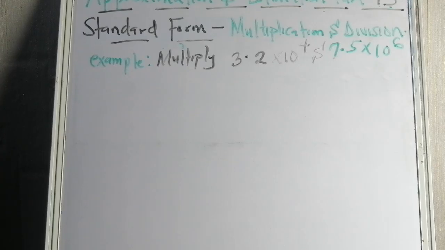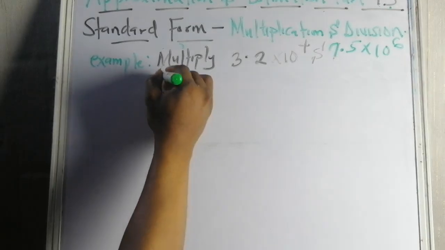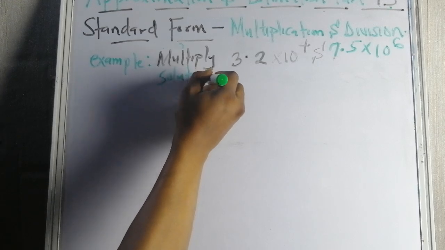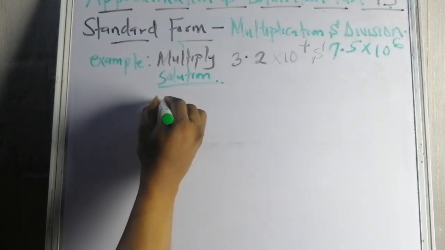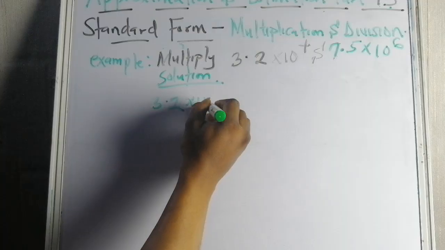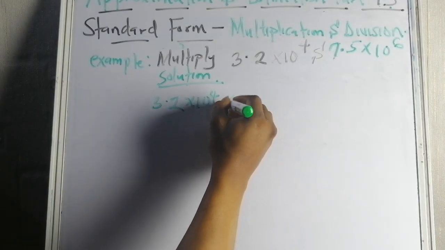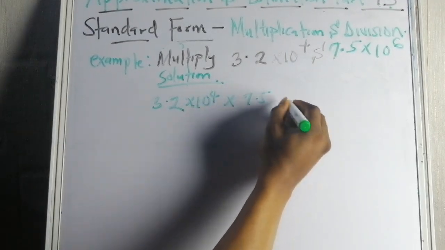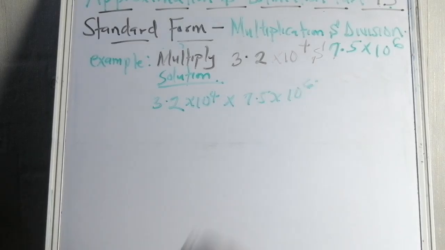Very simple. It's straightforward. I've mentioned how you can multiply decimal before. All you just need to apply is the law of indices that we've done in part 14 to our 10 raised to power. So the solution: you have 3.2 times 10 raised to power 4, times 7.5 times 10 raised to power 6.